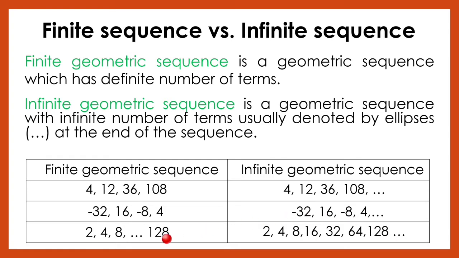So, tandaan, kapag finite geometric sequence, meron tayong definite number of terms. Kaya nating bilangin yung terms. While in the infinite geometric sequence, meron tayong ellipsis at the end of the sequence. Ibig sabihin, continuous pa yung ating sequence.